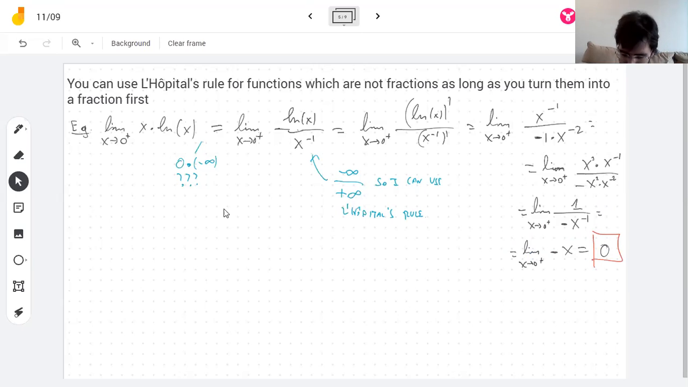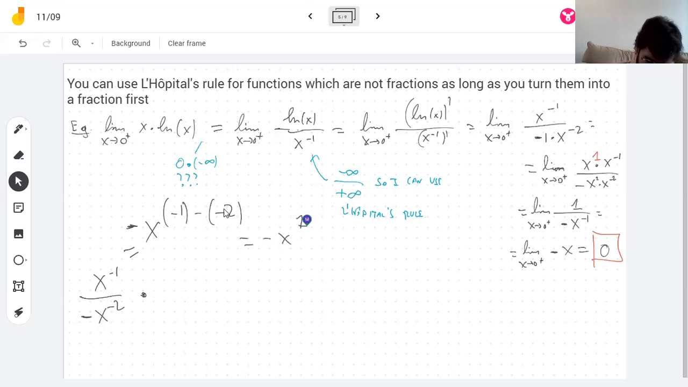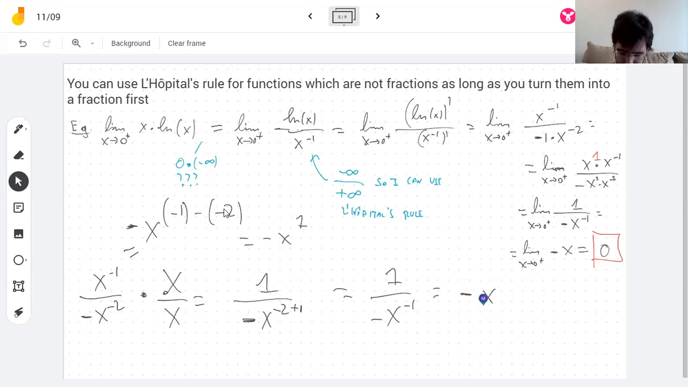I'm confused. How did you go from x to the negative one to x to the one? How did you get that? I multiplied the numerator and denominator by the same thing. So I had x to the negative one, and what I did was, well, a lot of things you could do. You could also write this as negative and then subtract the exponents, and you would get negative x to the one. What I did was multiply and divide by x, so you would have 1 in the numerator and in the denominator I would have x to the negative 2 plus 1, which is x to the positive 1.